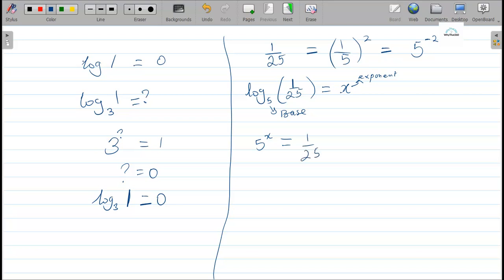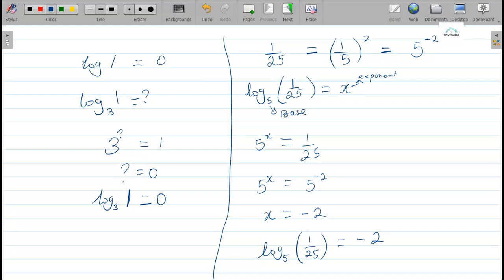Now simplify: 5 to the power x is equal to 5 to the power negative 2. So x is equal to negative 2. Therefore the log of 1 over 25 to the base 5 is equal to negative 2. That's what I say.